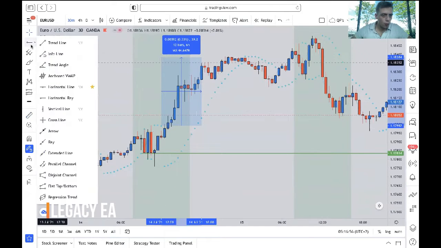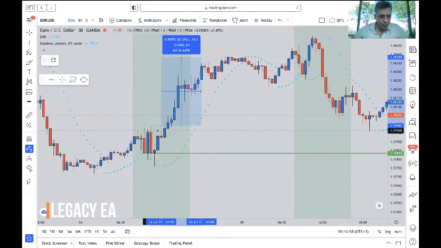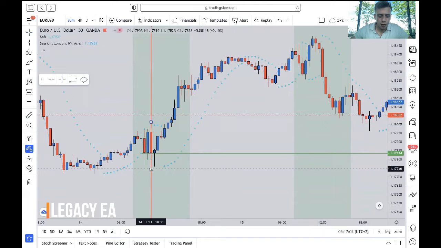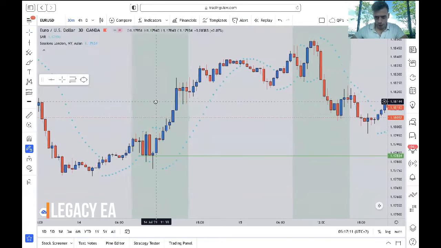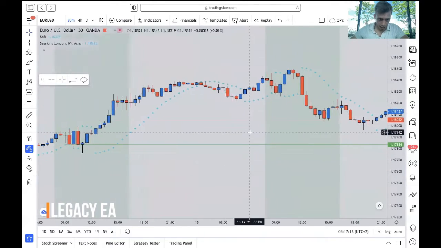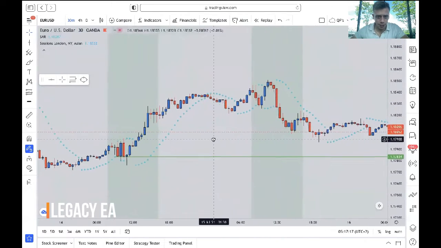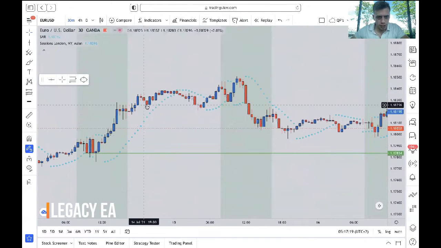Now what I do find out is that around this time here, mostly 10 or 12 moves like this happen, and that's why I actually find out that I have the same losses around the same time period in a day. But anyway, done for this one. This was another beautiful trade.